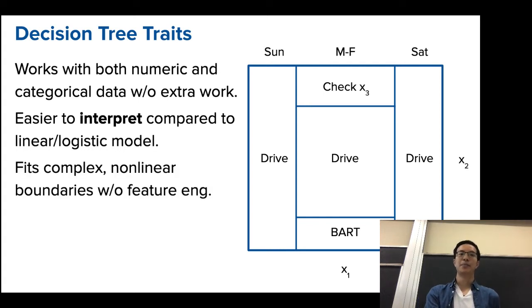It fits complex and non-linear decision boundaries without doing feature engineering. So I don't have to do polynomial features in order to model a polynomial. A decision tree can actually do that by itself.